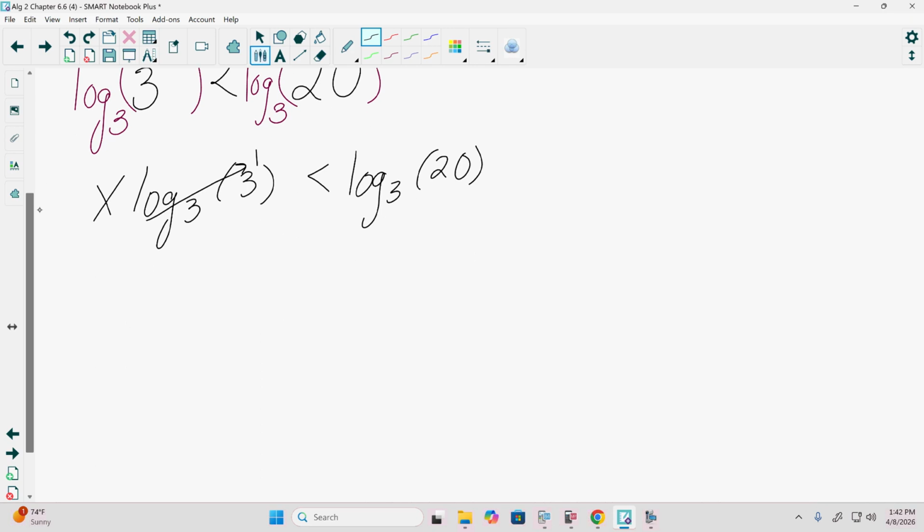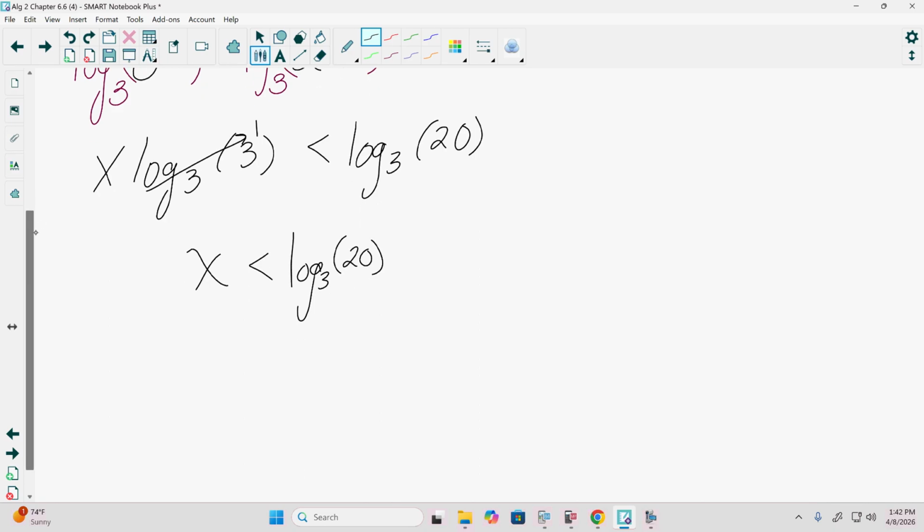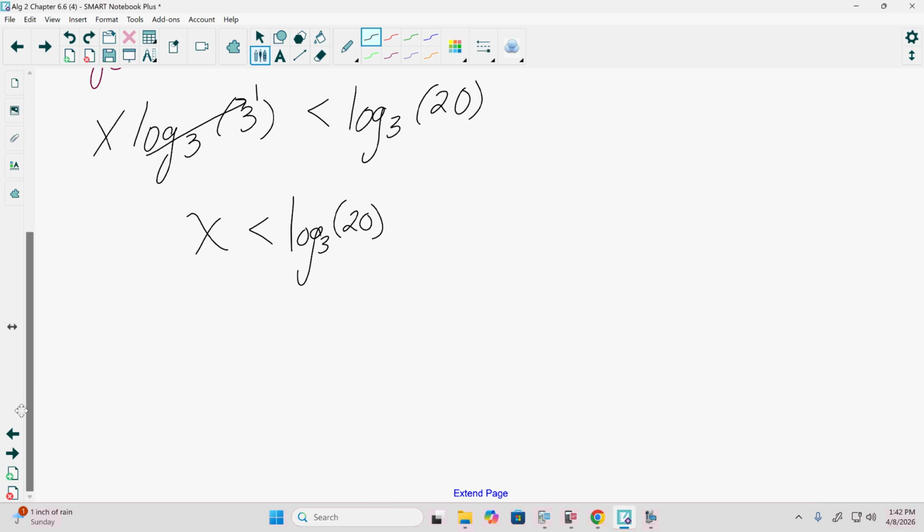So I draw an arrow or a line through it, just signifying this simplifies to 1. So we have 1 times x, which is just x. So by using log base 3 on the left-hand side, we were able to simplify it to just the exponent, which was x. Log base 3 of 3 simplified to 1, giving us x times 1, or just x. Now we just need to solve for the variable. We need to get x by itself. It is by itself. So the solution for this here is that x is less than log base 3 of 20.